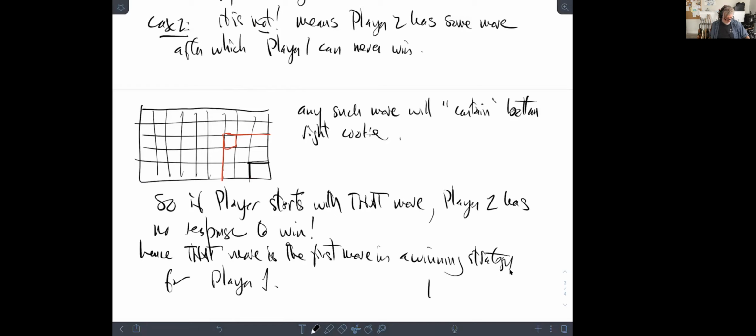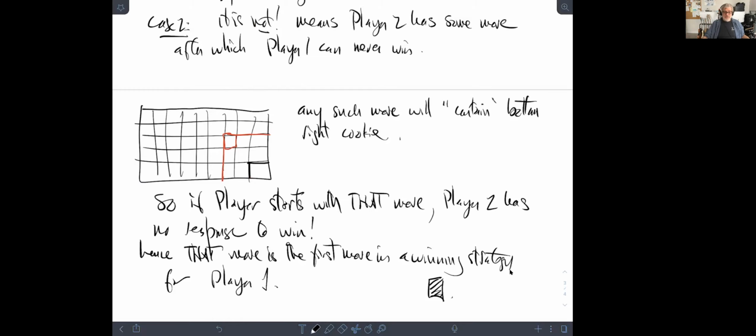And that's the proof. Perhaps not a very satisfying proof because it doesn't tell you actually how player one can always win, right? But by the way, the argument for tic-tac-toe is essentially the same. It's actually a bit more subtle for tic-tac-toe, but there is a winning strategy if you know that game.